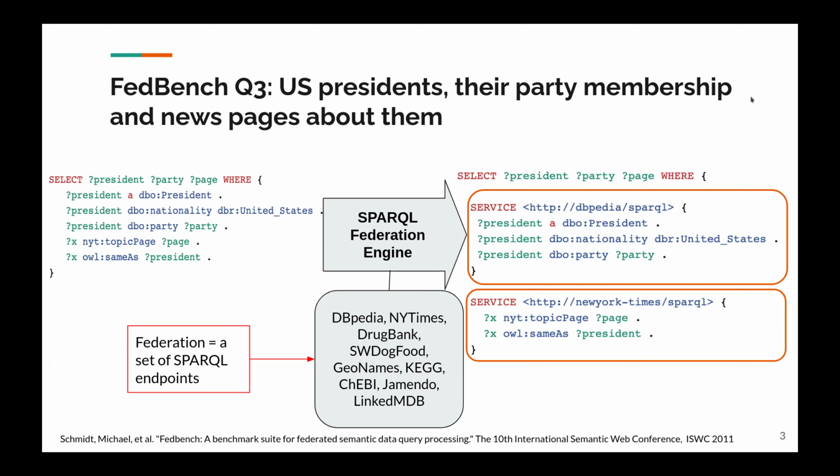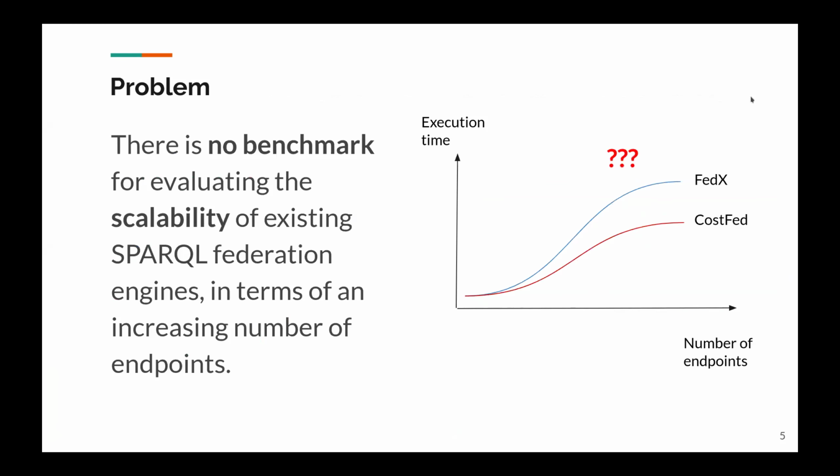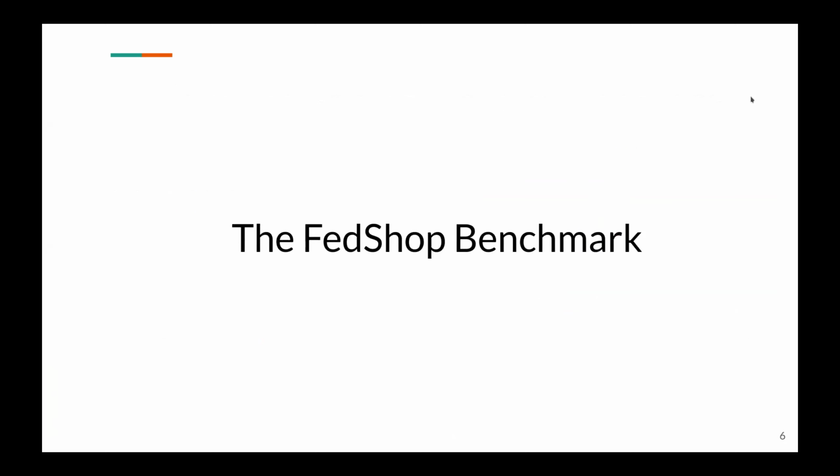Now, in this FedBench, like I said, there are 11 federation members. The question that we are asking in this work is what happens if the size of this federation increases? There's no work that basically studies the scalability of these engines in terms of increasing number of federation members. That's essentially what we wanted to do, to build a benchmark. And we call this benchmark FedShop.